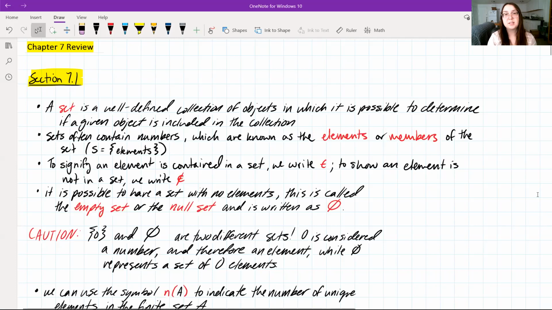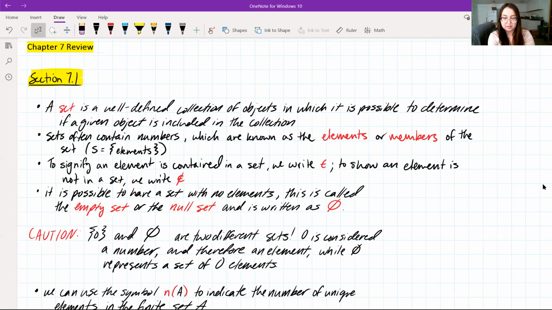The elements don't necessarily have to be numbers. Your elements are just anything contained within the set. It's just that we will most often see them as numbers. To signify an element is contained in a set, we write this symbol here. It kind of looks like a euro symbol, but it's basically just a C with a line straight through the middle. And then to show an element is not in a set, it's the same symbol, just with a line through it. So it's that C, the line in the middle, and then a dash.